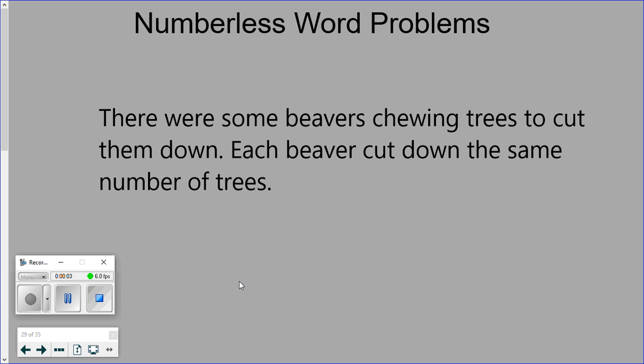Going to start with what I call numberless word problems. What is this next? So in the word numberless, there at the top, we see an ending, less. We see this ending, less. What does that ending mean?